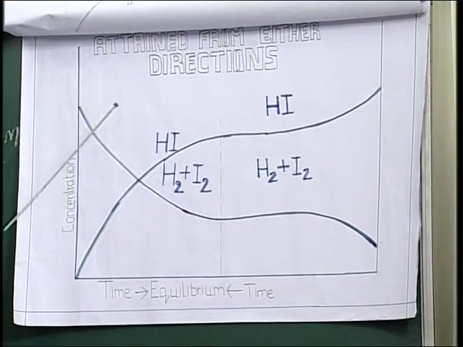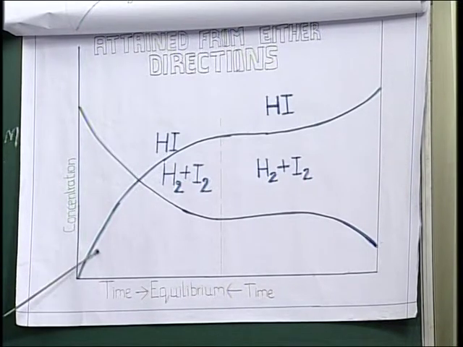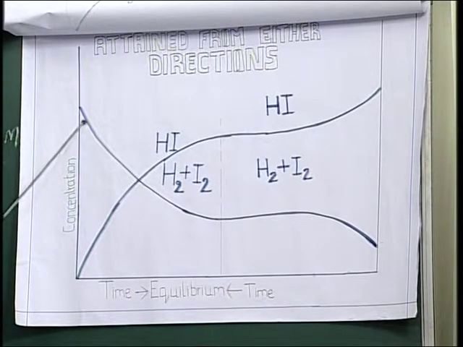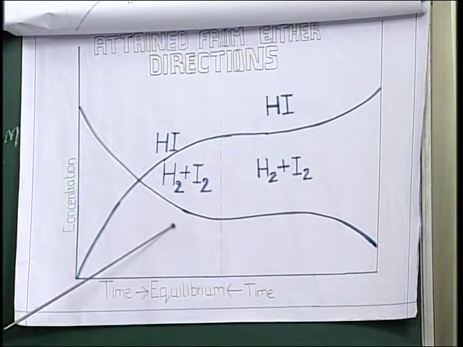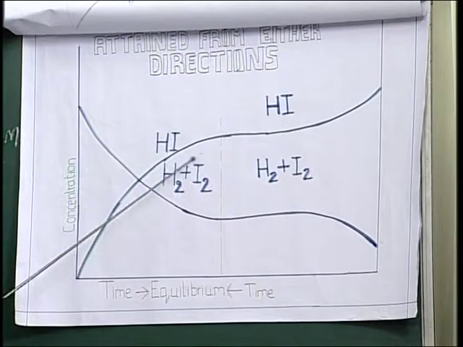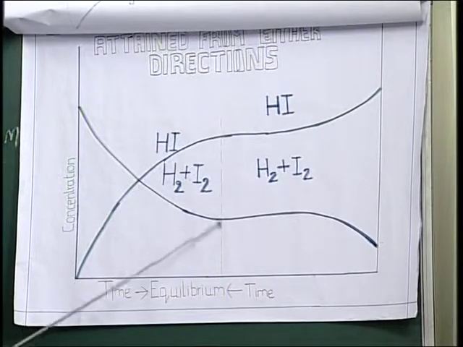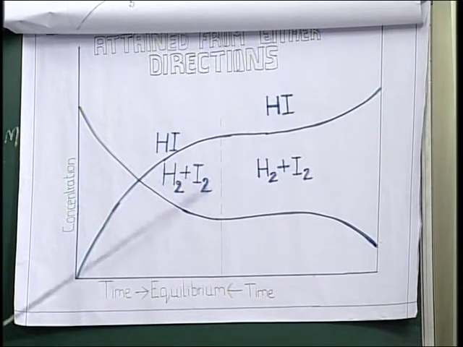If we start with H2 plus I2 at the 0 point, the values of H2 and I2 are at a high concentration, while the concentration of HI is low. As time passes, the concentrations of H2 and I2 go on decreasing, while the concentration of HI goes on increasing. At this stage an equilibrium arises between these two.